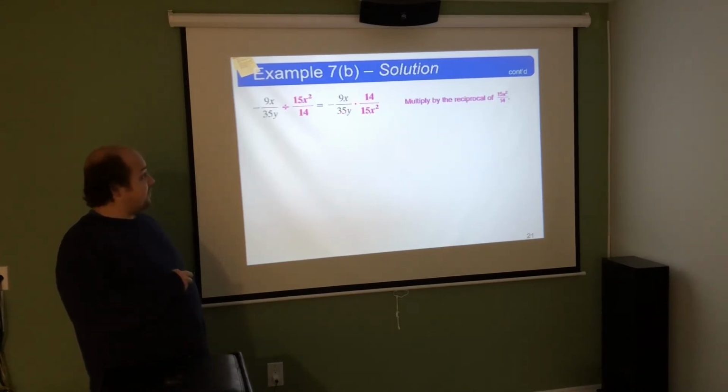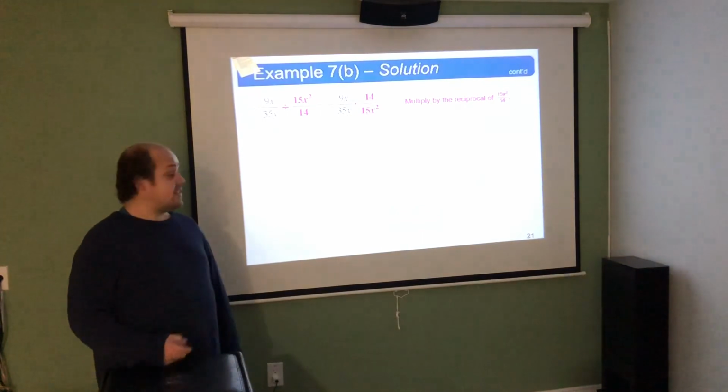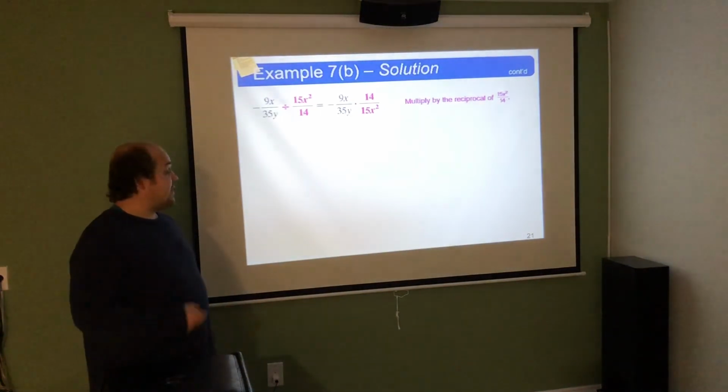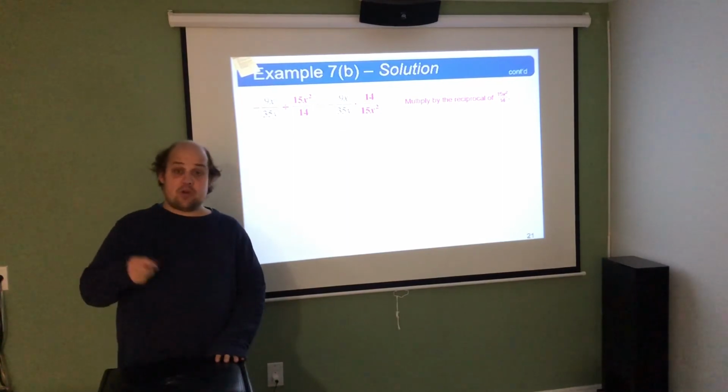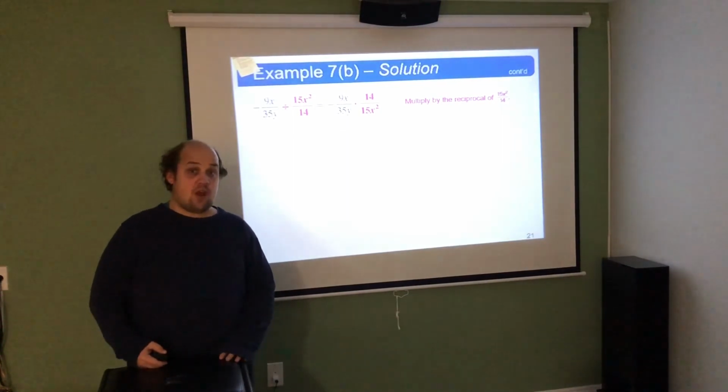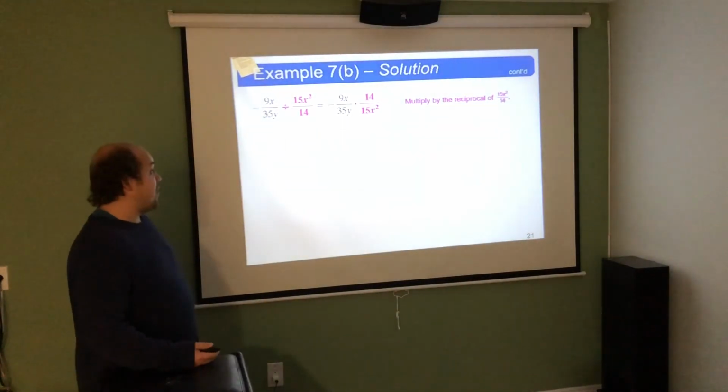Here, once I flipped 14 over 15x squared, I see that there's an x that can go into both this and this, so that would just leave me with 15x on the bottom. It would leave me with just negative 9 on top. I also see that 35 and 14 share the common factor 7, and 9 and 15 share the common factor 3. Really what I want to do is reduce by that common factor before I then multiply and find what's left.